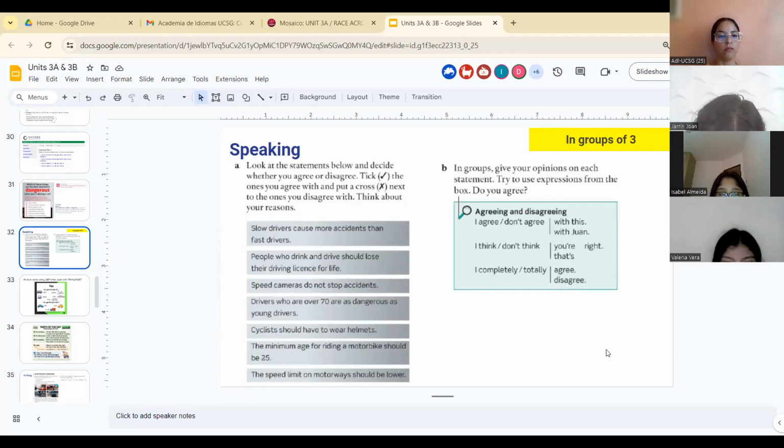What do you say, Joan? Cyclists, this is another one. Cyclists should have to wear helmets. Do you agree or disagree with this one? Well, I totally agree. Yeah, you totally agree. It's for their own safety. Exactly. And the speed limit on motorways should be lower.